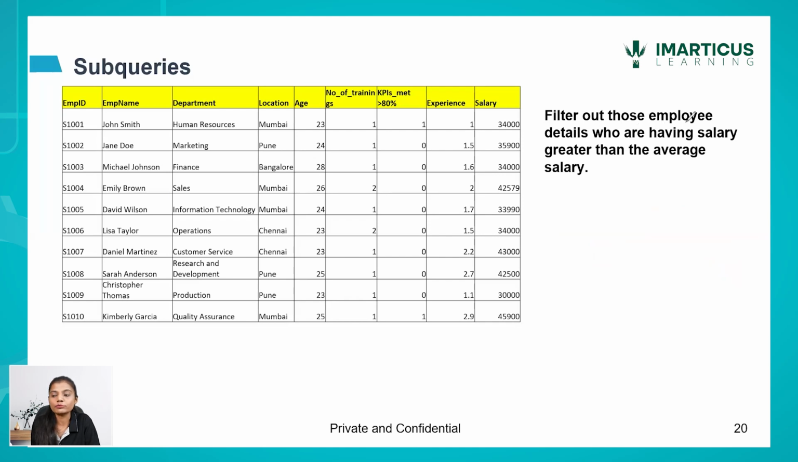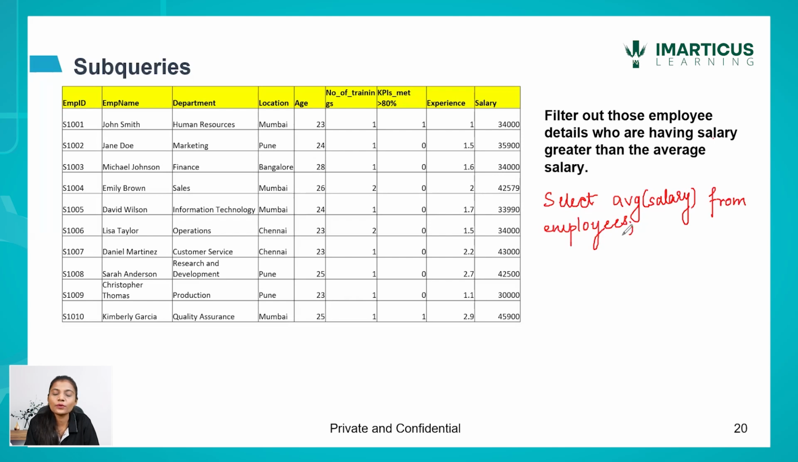So let's read out the question again and see how it would be broken into parts. Filter out those employee details who are having salary greater than the average salary. First of all, I need to know the average salary of the employee. What's the average salary? If I do select average of salary from employees, this query is going to return the average salary.